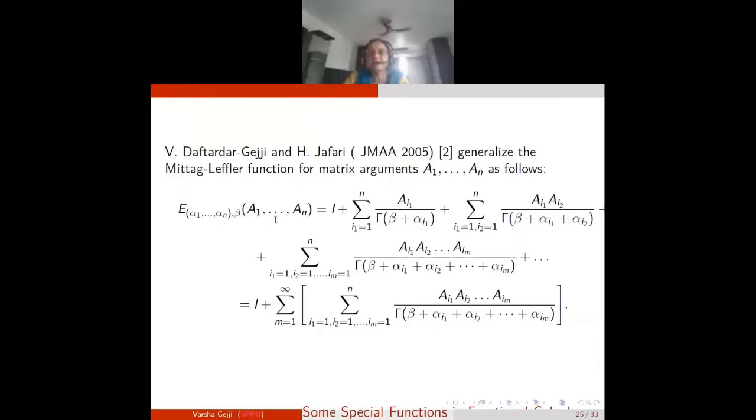So what we introduced was these A1, A2, An are matrices, and alpha 1, alpha 2, alpha n are the orders, comma beta, and this is the generalization. So here this is firstly single AI1, then AI1, AI2, I1 going from 1 to n, all these products. And factorials are replaced by this alpha I1, alpha I2. And like that, nth order term and so up to infinity.